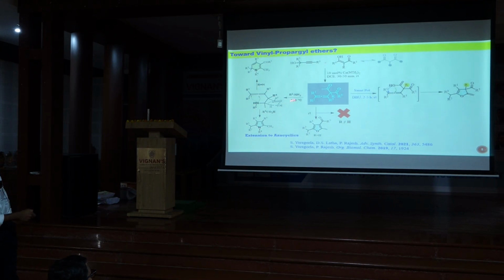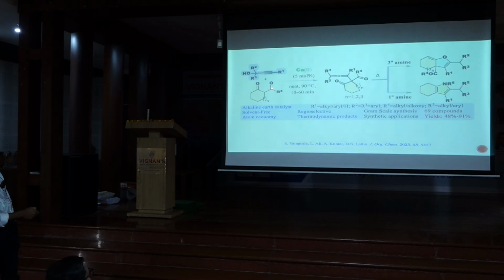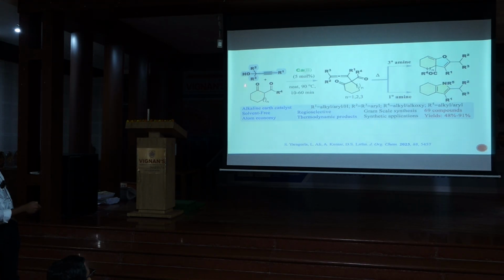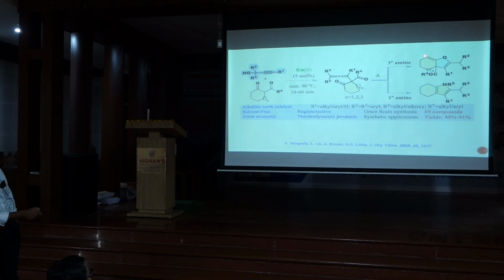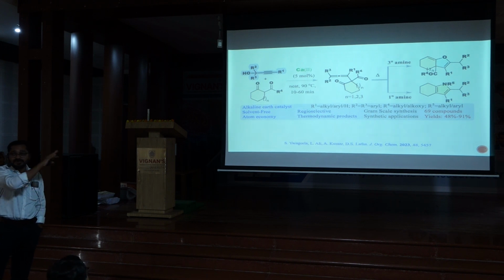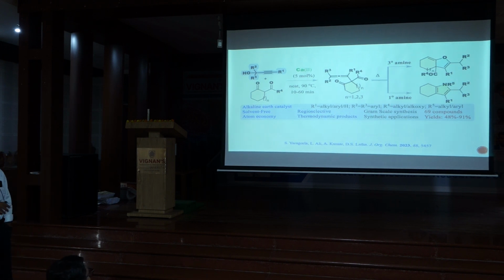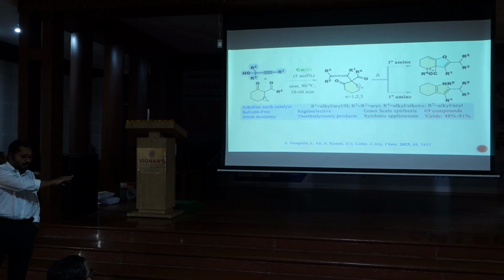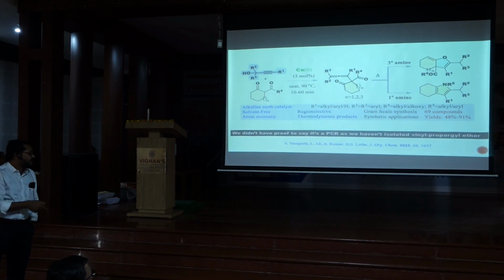Continuing on the same, we switched this 1,3-dicarbonyl to 2-acyl cyclohexanones. That gave us benzofuran derivatives and tetrahydroindoles using the same concept. However, we do not have any proof in this particular case that this reaction is proceeding through vinyl propargyl ethers, because we couldn't isolate them, and we also believe that this is not through propargyl-Claisen rearrangement.